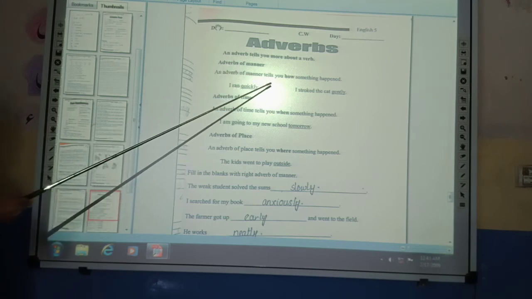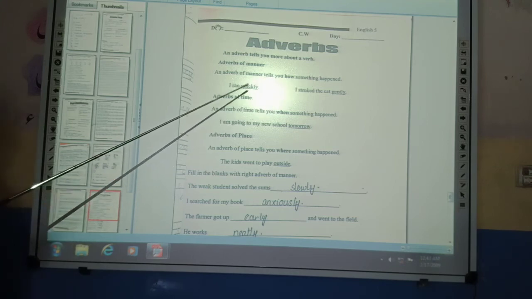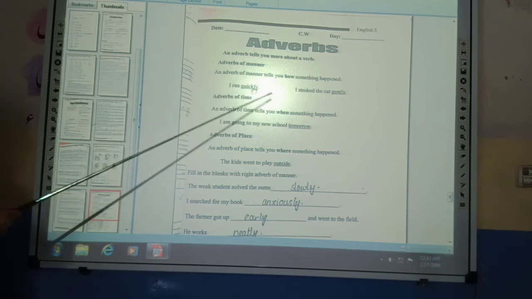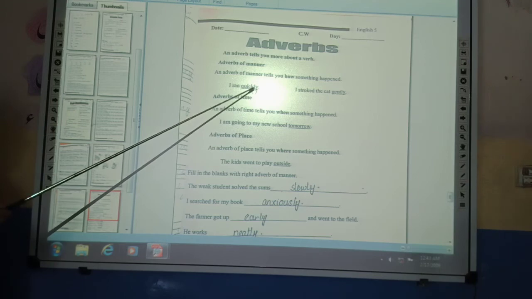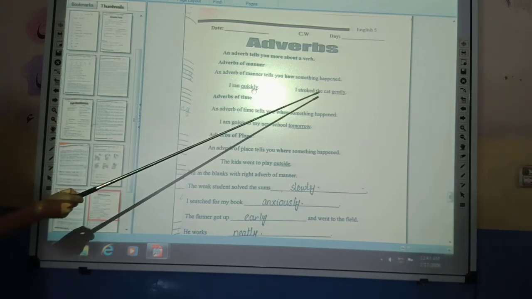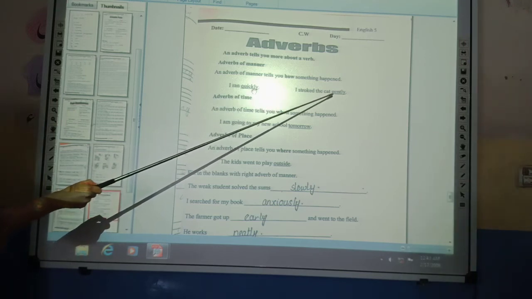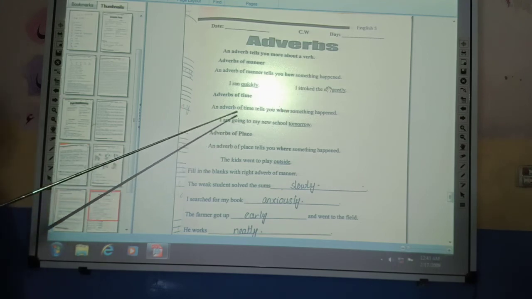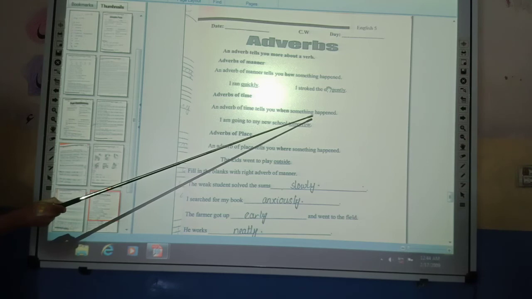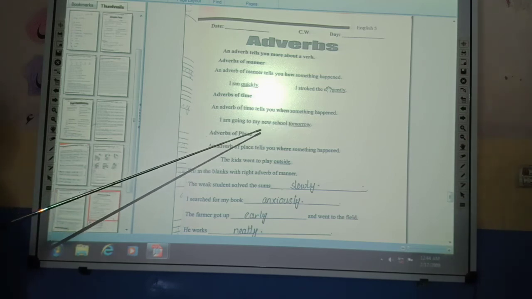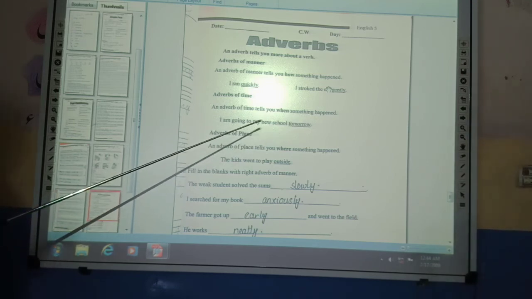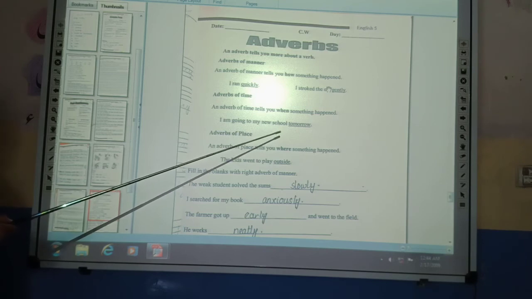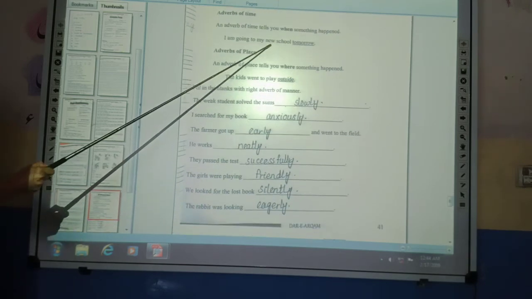Adverb of manner tells you how something happened. I ran quickly. How I ran? I ran quickly. I stroked the cat gently. So quickly and gently are the adverbs of manner. Adverb of time tells you when something happened. I am going to my new school tomorrow. When am I going to my new school? I am going to my new school tomorrow. Tomorrow is the adverb of time.